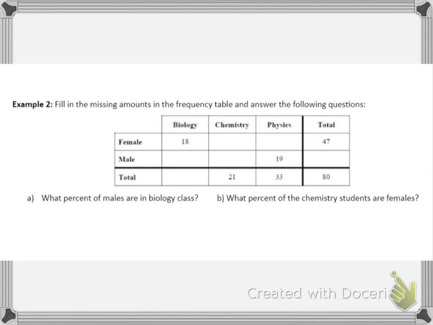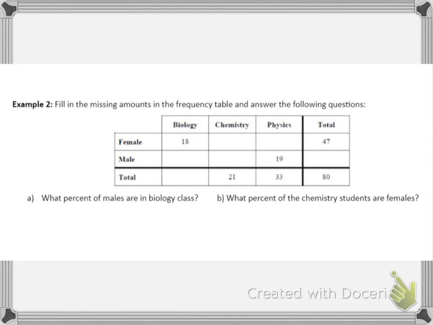Now for example 2, we want to fill in the missing amounts in the frequency table and answer the following questions. So if you take a look at this frequency table that you have here, we can see that our rows right here represent our number of female and male students, and our columns represent the different science classes that those students can take.